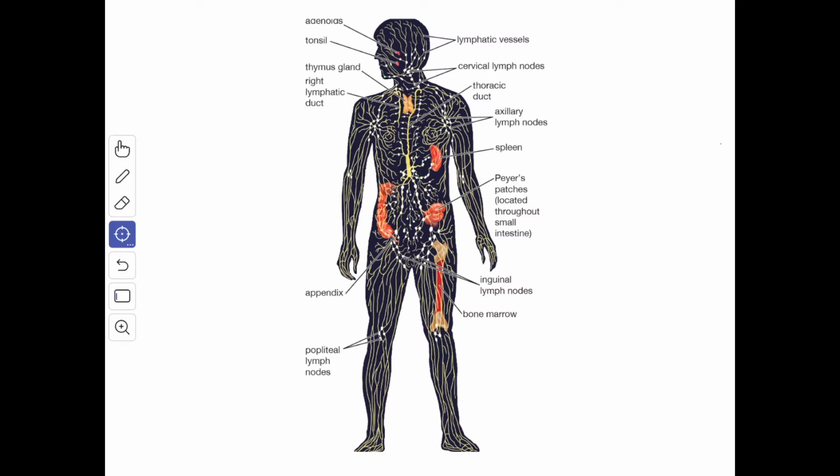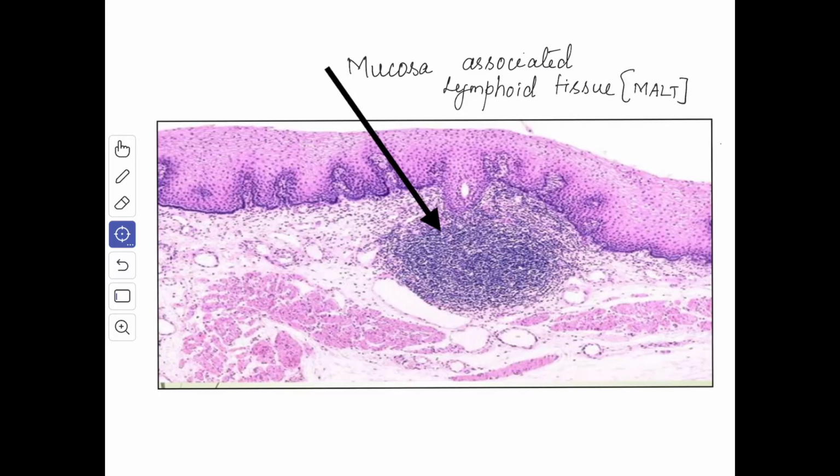Next we'll see about the mucosa associated lymphoid tissue, that is MALT. A small number of lymphocytes may be present almost anywhere in the body, but significant aggregations are seen in relation to the mucosa of the respiratory, alimentary and urogenital tract. These aggregations are referred to as the mucosa associated lymphoid tissue, that is the MALT.